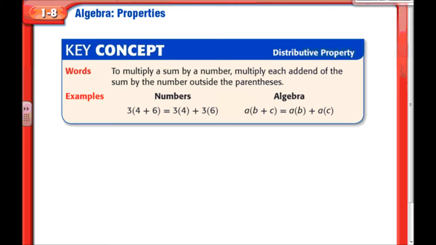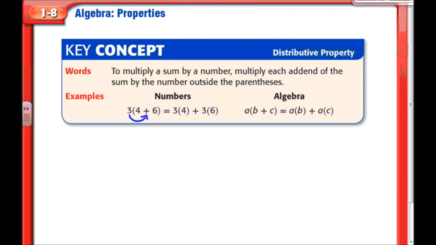All right, we're starting off with probably the toughest one, and that is the distributive property. For some reason, there's a couple things in the distributive property that are a little more difficult for some students. Let me see if I can walk you through it. So in words, we're multiplying a sum, which is an addition problem, by a number. We're going to multiply each addend of the sum, so the 2 numbers that you're adding together, by the number outside of the parentheses. So you can see here, we have 3 times (4 plus 6).